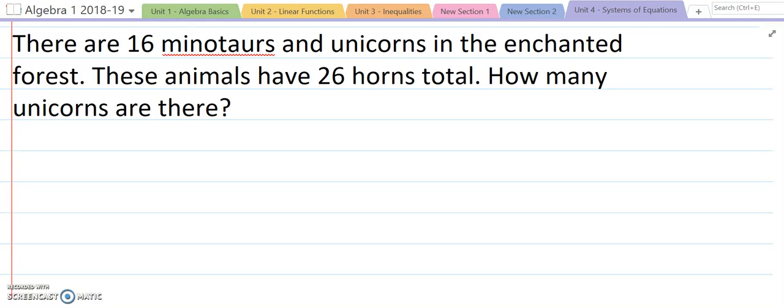I want to talk to you about minotaurs and unicorns hanging out in the enchanted forest. There's 16 of those total. 16 animals, if you want to call them that. 16 magical beasts. These animals have 26 horns total. And I want to know how many unicorns there are. So what you need to stop and think about is, how many horns does a unicorn have?